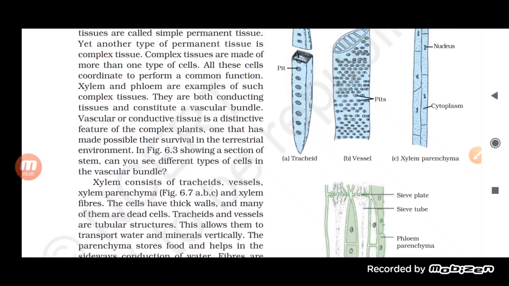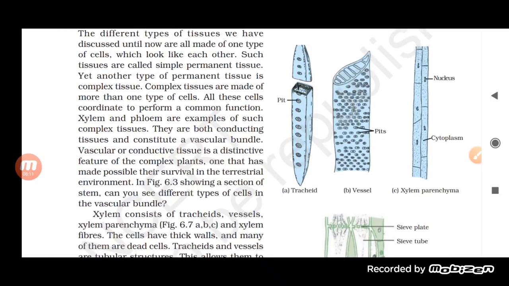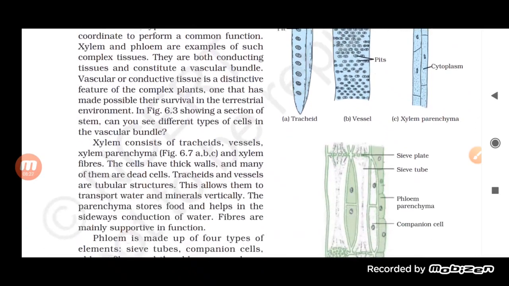Now see here, in case of the xylem parenchyma, you will find that it consists of a nucleus, and cytoplasm is also present in it. So having a nucleus and cytoplasm makes it a living cell, due to which the exchange of material can take place from it. Okay, so that is the xylem parenchyma.